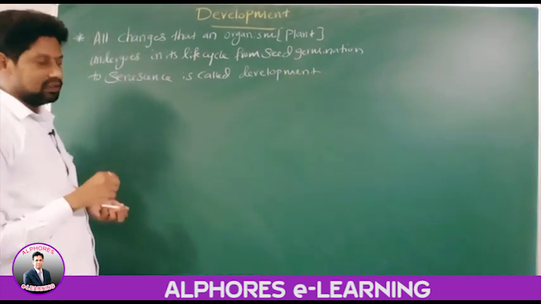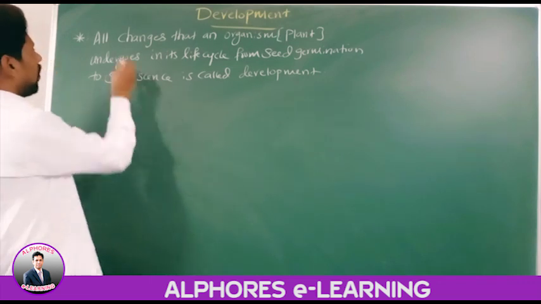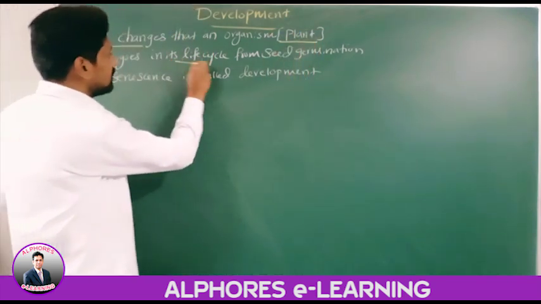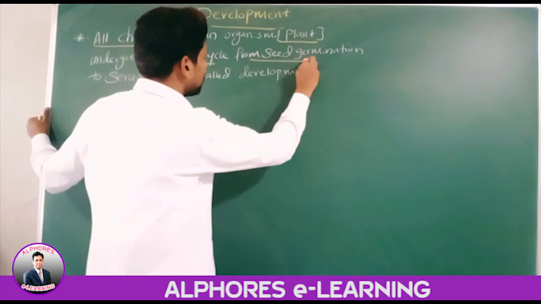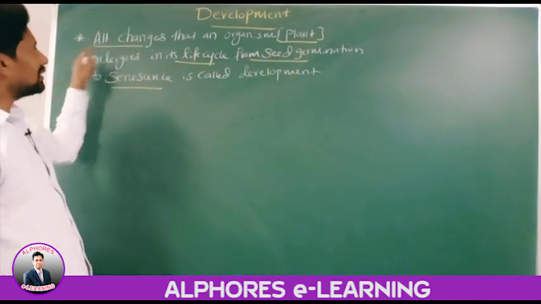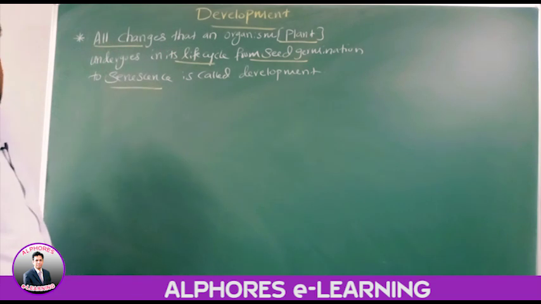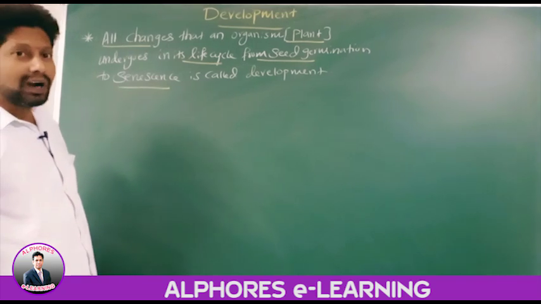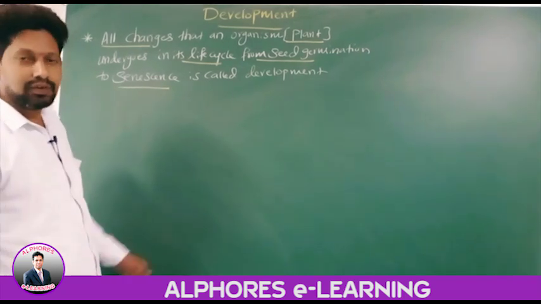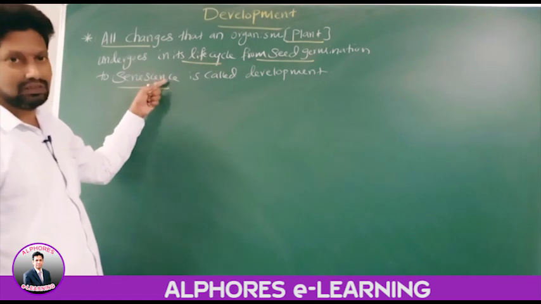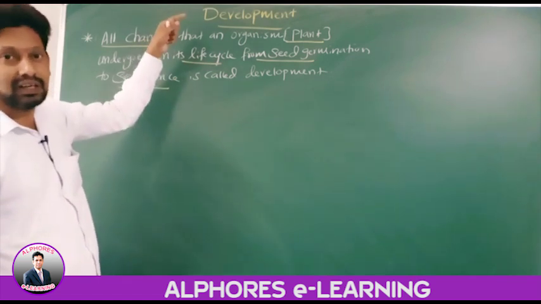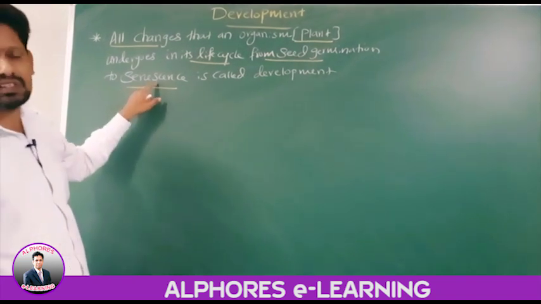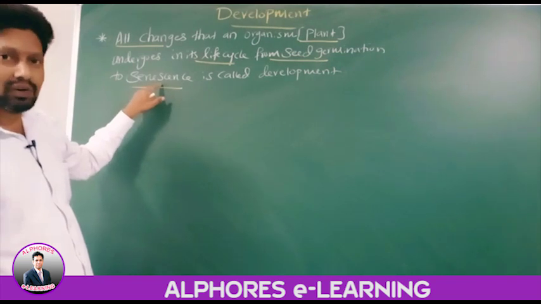Is this statement okay? See here. What are the changes a plant is undergoing during its life cycle from seed germination to senescence? All the changes come under development. Sir, what is the meaning of senescence, sir? Aging process. Aging process is called senescence.